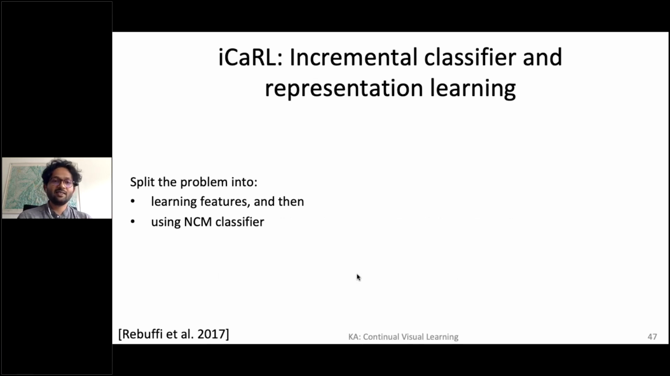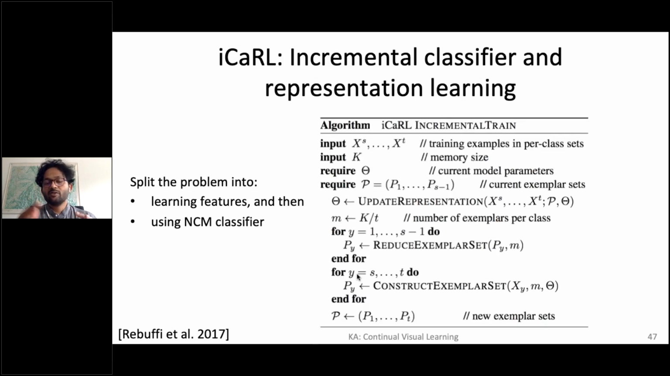So there is the first stage that I talked about, of learning the features, and the second stage of learning the classifier given the features, to be able to classify, let's say, your images. Here is an overview of the training phase of the algorithm, where you have your training examples xs to xt. These are our new training examples at any given stage, and there is a memory size defined by k. Your model has already been trained for s-1 tasks previously, which means you have some set of current model parameters theta.